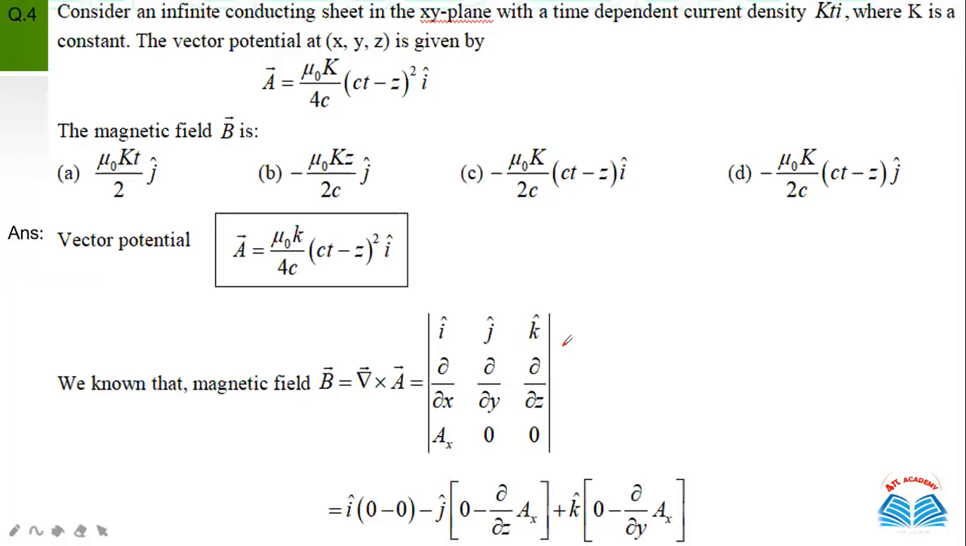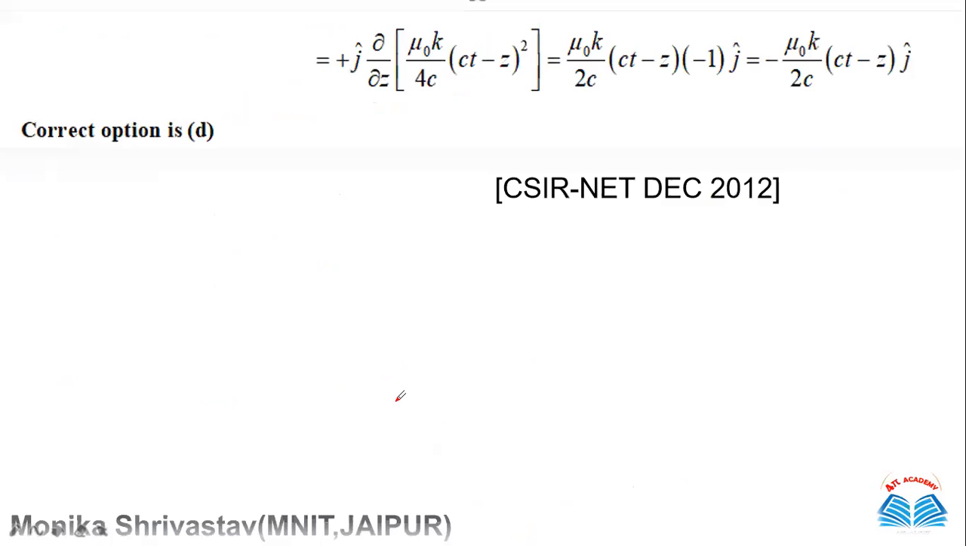Okay, next question. Consider an infinite sheet in the xy plane with a time dependent current density K t i, where K is a constant. The vector potential at x, y, z is given by... We have been given this vector potential again, and you have to calculate the magnetic field. Now you know the recipe. What will you do? You will do B equals del cross A. Just do that and calculate. It is quite easy. This question was from December 2012.